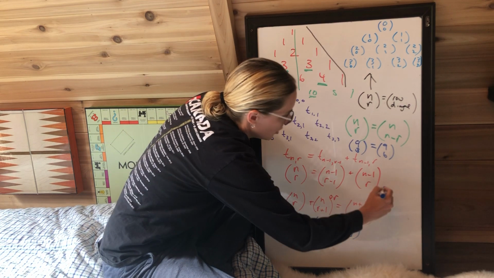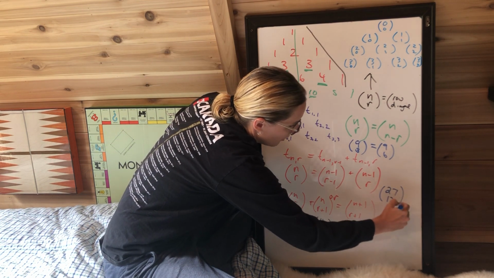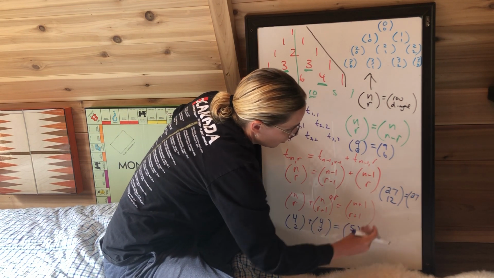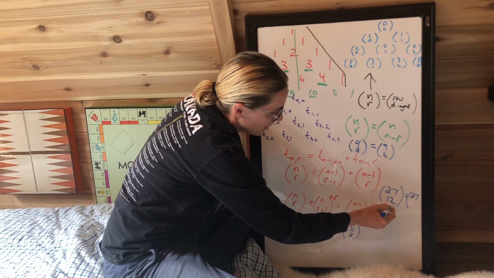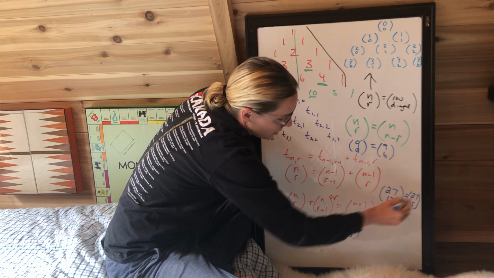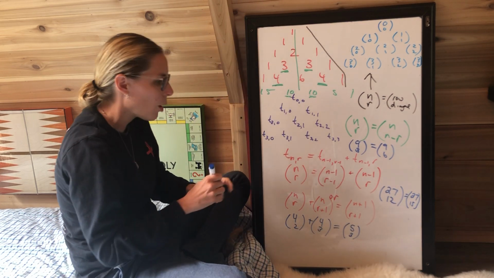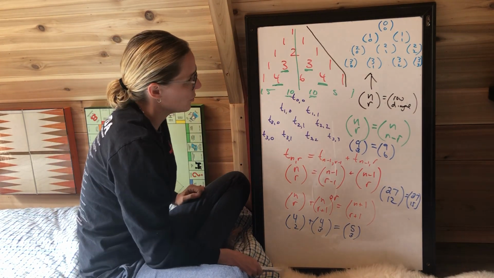If I said, okay, well, use 27 choose 12, how do I know what that's equivalent to? Well, these numbers down here just have to add to the top number, or you can subtract. 27 minus 12 is 15. So that's the other property that's useful.